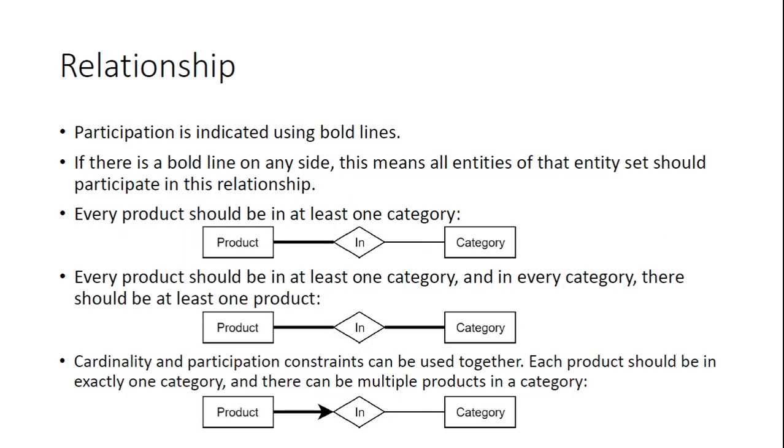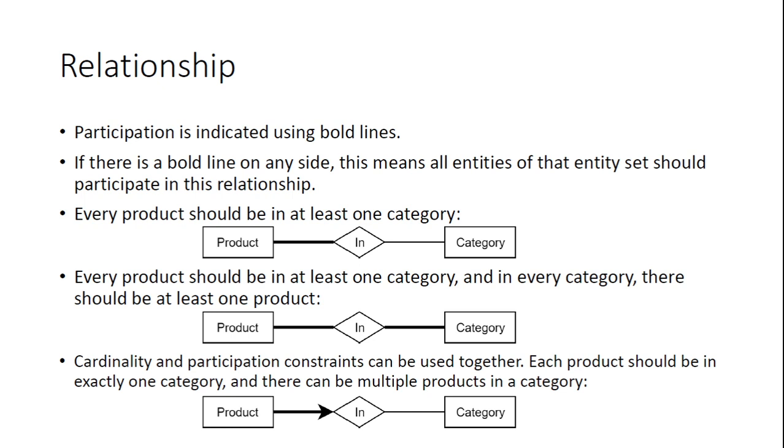So we also have the participation constraints for a relationship, and it's shown with bold lines. So if there is a bold line on any of the sides, then that means that the entity set that has the bold line has to appear in the relationship.